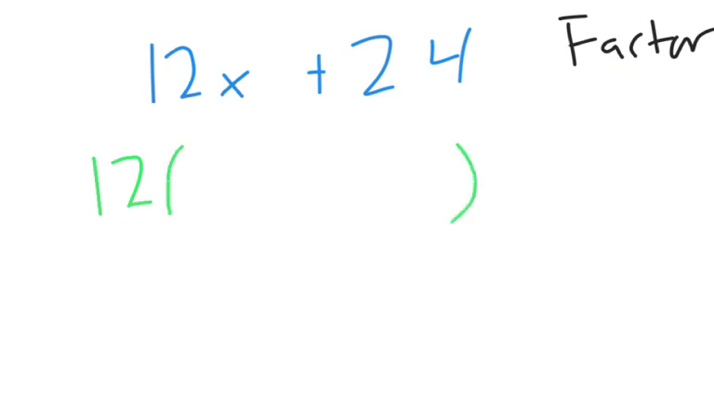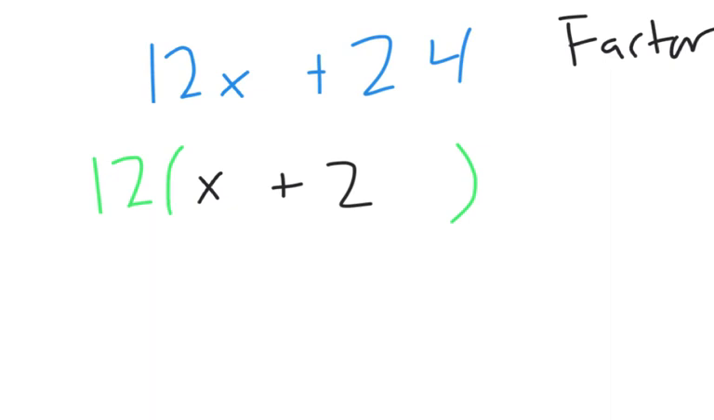And now to figure out what goes inside the parentheses, I'm going to divide both terms by this GCF. So what is 12x divided by its GCF 12? It's 1, so we're left with 1x or just an x. Then I had a positive 24. What happens if I divide that by 12? Plus 2. I'm left with a positive 2.